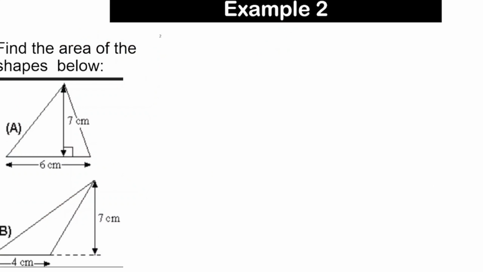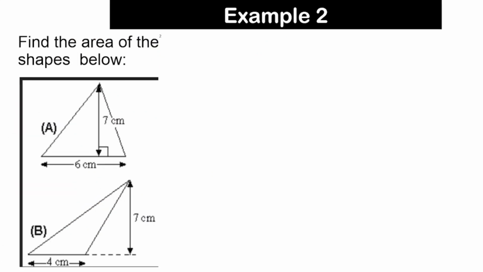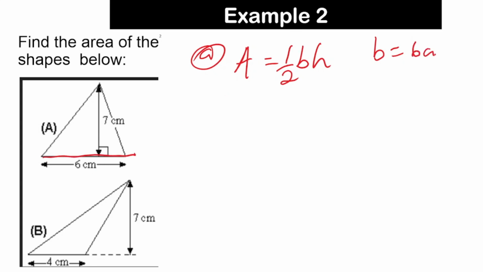The first one we have here, we're given this question. Hold on. All right, let's look at this example 2 on how to calculate areas of a triangle. We have two questions here. Find the areas of the shapes below. The first one is this. The first thing you need to do is to identify the base and the height, having known that the area of a triangle is half base times height. So what's the base? The base is this 6 here, so that is 6 centimeters, while the height is 7 centimeters.